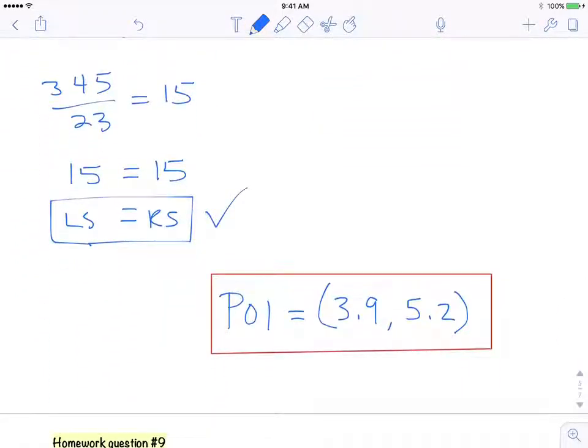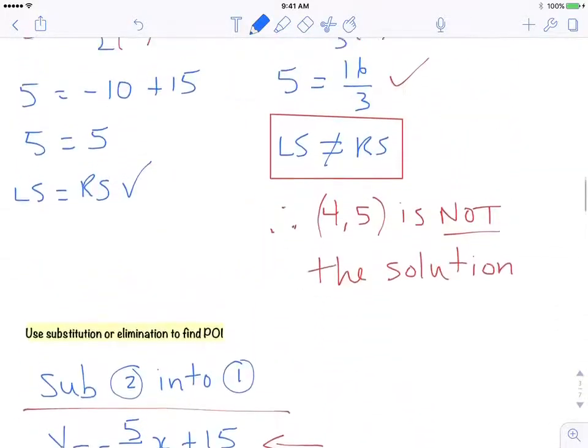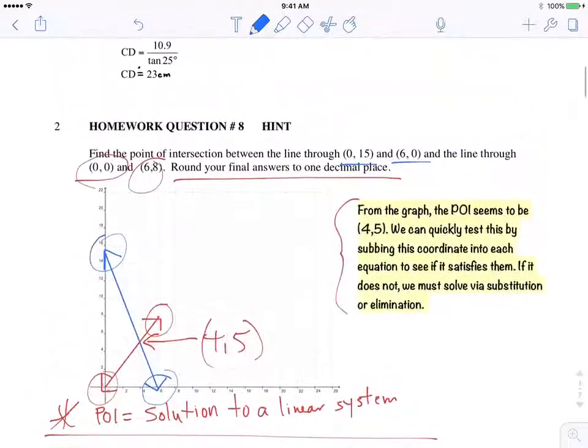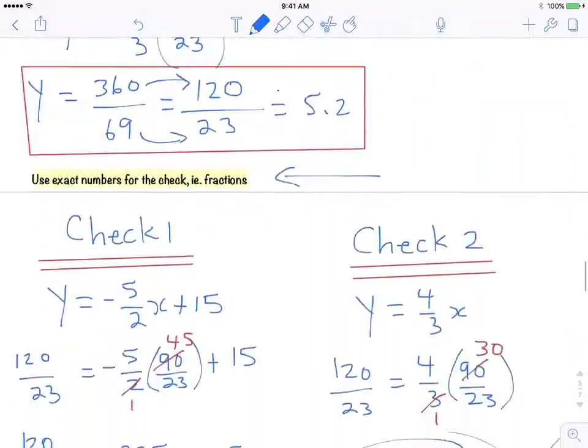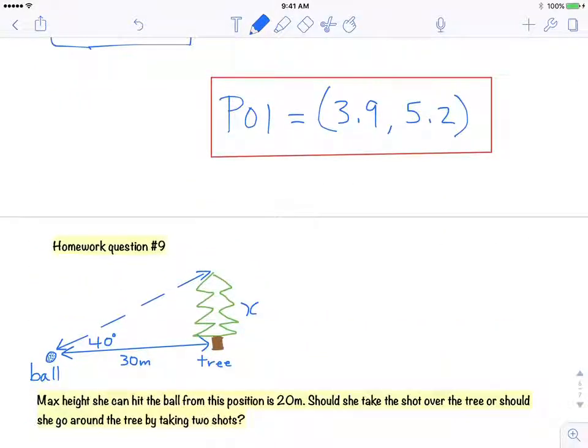Therefore, my point of intersection is 3.9 and 5.2. Remember, that's the only place I needed to round to one decimal place, because that's what the question told me to do up here, to round my answers to one decimal place. Now, if you sub in fractions, you're subbing in exact numbers, you want to do your rounding at the end. And that's basically all we've done here.